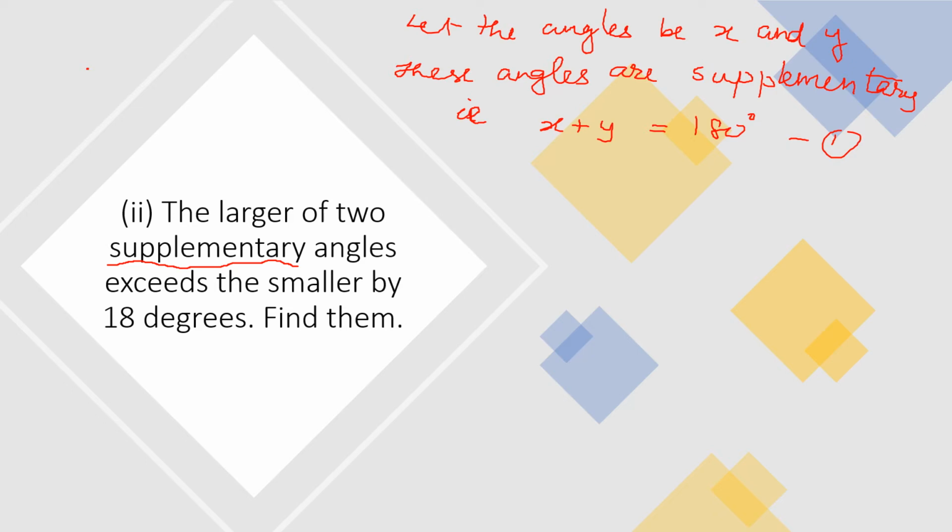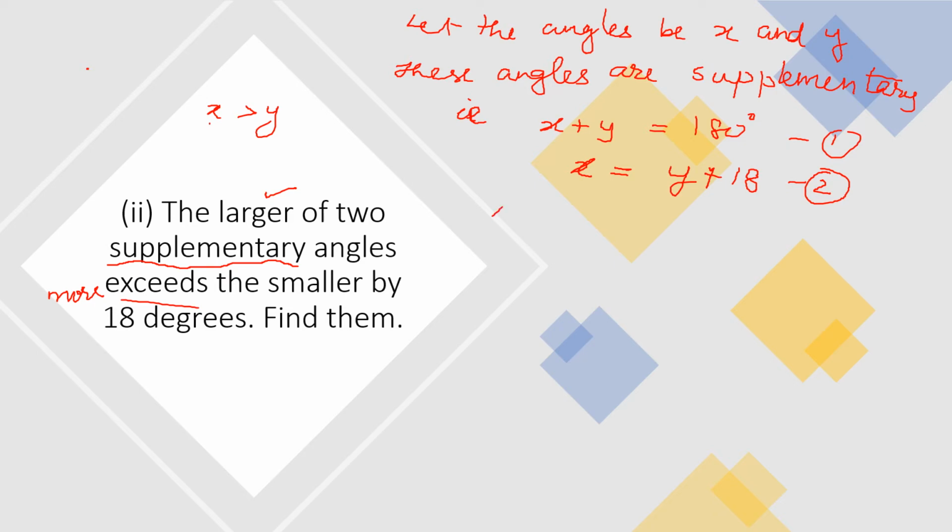Now, the second thing that is given: the larger of the two angles exceeds the smaller by 18 degrees. Exceeds means it is more. So if x is greater than y, there are two angles, and the bigger one is more than the smaller one by 18. How do you write it? x is the bigger angle, so x is equal to 18 more than y, that means y plus 18. That is the second equation. So you have only two equations: x plus y equal to 180 degrees and x equal to y plus 18.